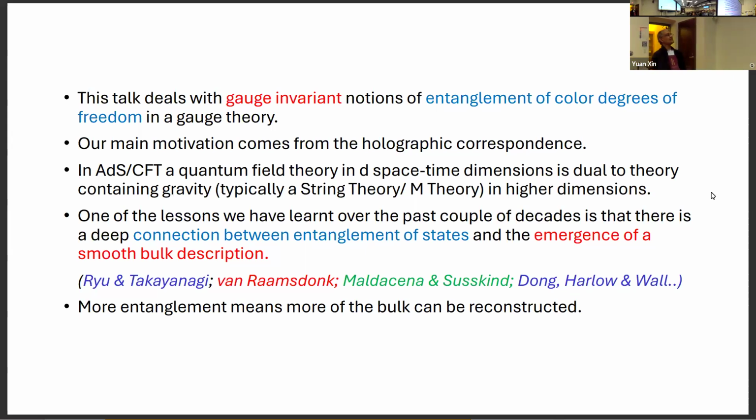Now, in AdS/CFT, a quantum field theory in some number of space-time dimensions is dual to a theory which contains gravity, typically a string theory or M theory in higher dimensions. And one of the lessons we have learned over the past couple of decades is that there is a deep connection between entanglement of states and emergence of a smooth bulk description. In simple words, what this means is that more entanglement means more of the bulk can be constructed. There are, of course, much more quantitative ways of stating this, but I think this will be good for our purpose.